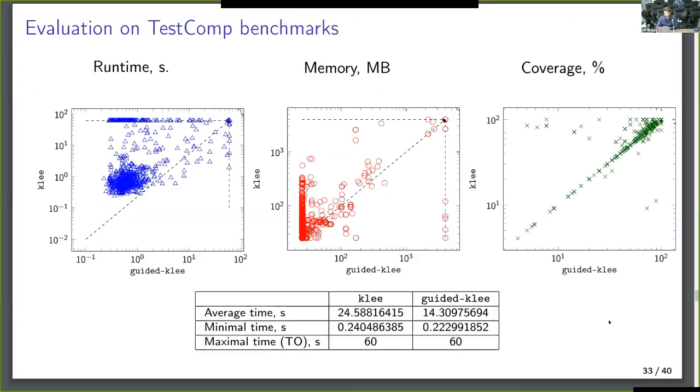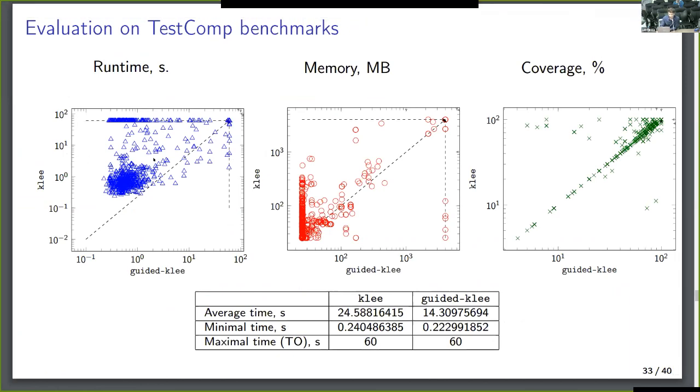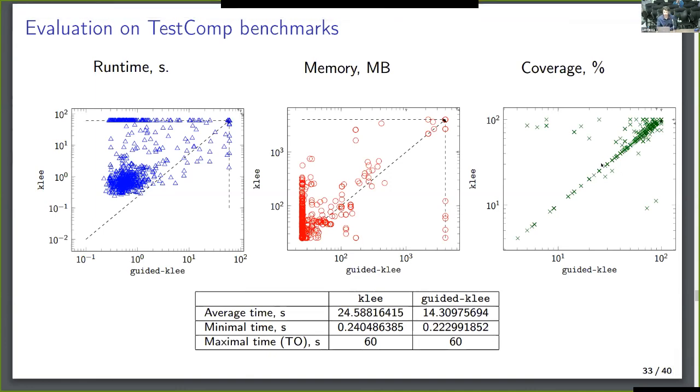We have also evaluated it on the Test-Comp benchmarks, and we get pretty encouraging results. I hope that a lot of people here understand these plots. Here we just have a point. It has two coordinates. One coordinate is the time taken by guided klee. The other coordinate is the time taken by the regular klee. And a lot of points are in this part. So this means that klee works on average more time than guided klee. And still we have managed to obtain pretty comparable test coverage.